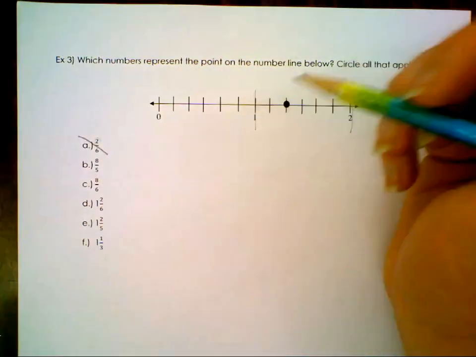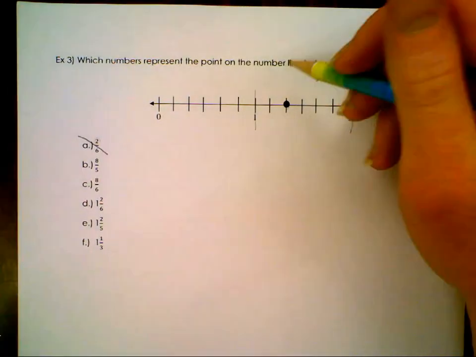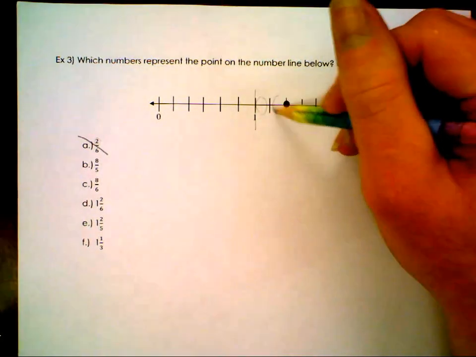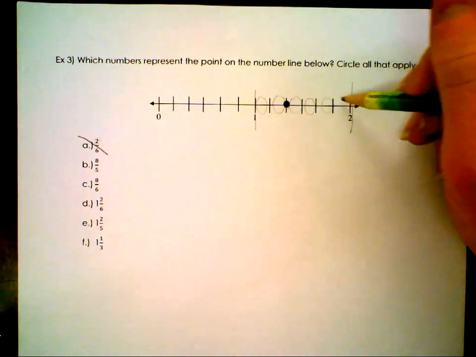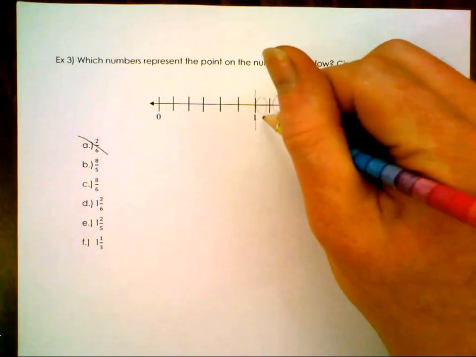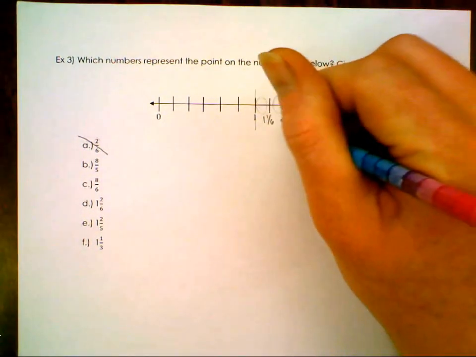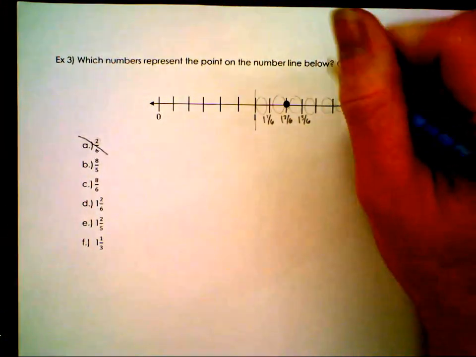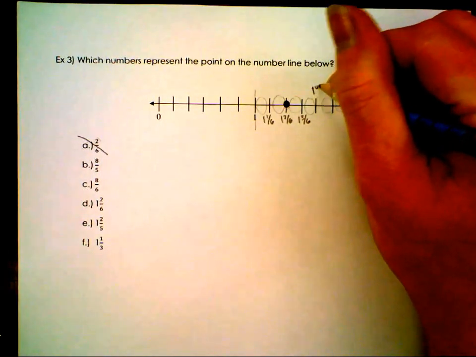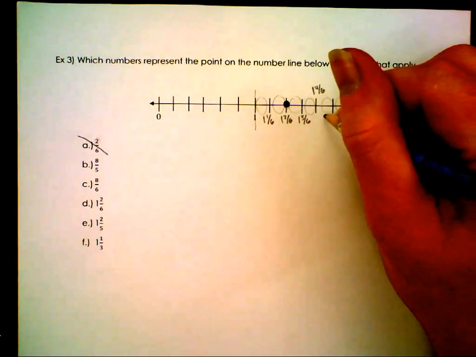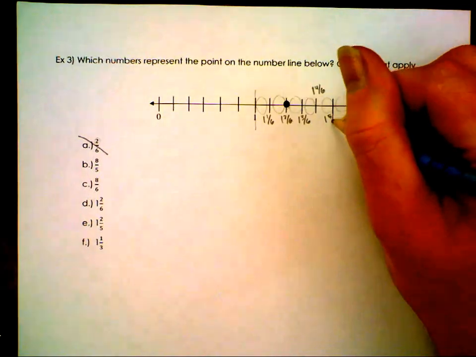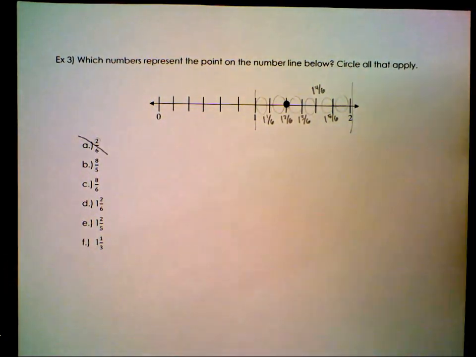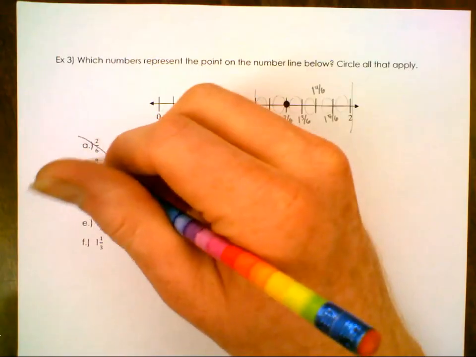8/5, that might work. Let's see what my whole numbers are divided into. We have 1, 2, 3, 4, 5, 6. We have 6 pieces. So this is 1 and 1/6, 1 and 2/6, 1 and 3/6, 1 and 4/6. I switched sides because it was getting too crowded to do them all on 1. 1 and 5/6, and then this would be 1 and 6/6, which is 2. So I know my fifths is not going to represent that point.